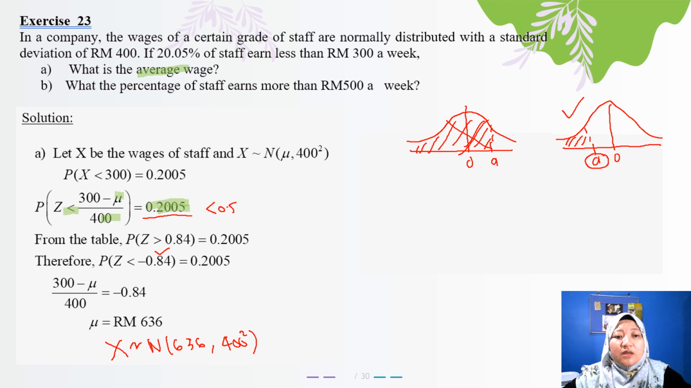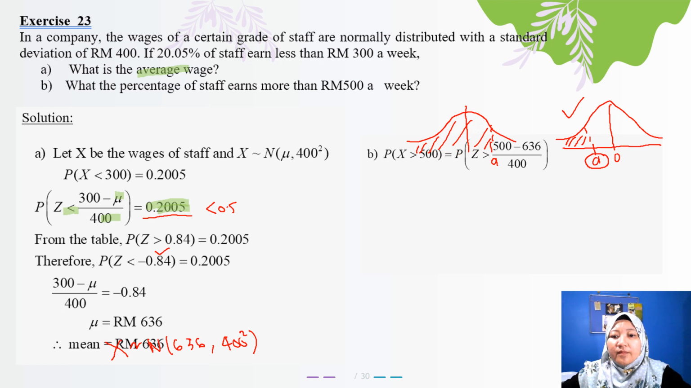Okay, B, what is the percentage of staff earning more than 500 ringgit a week? So change into Z score. We have Z greater than negative 0.34.